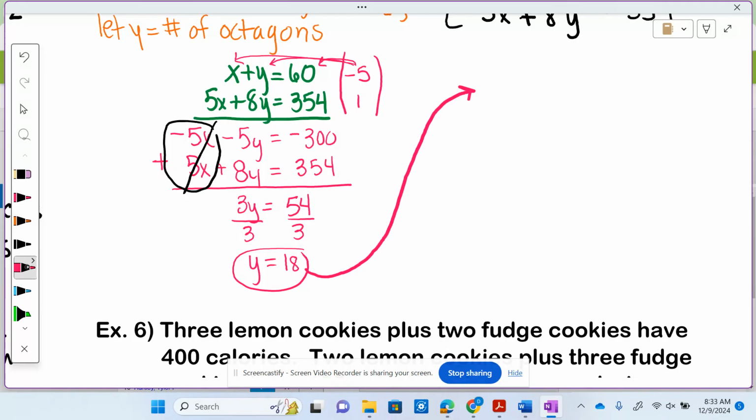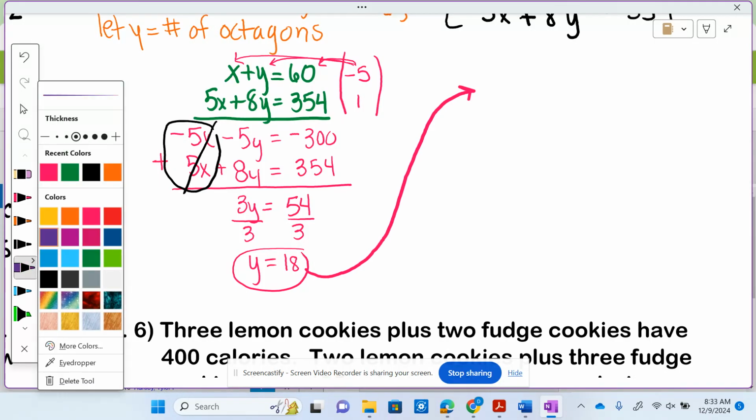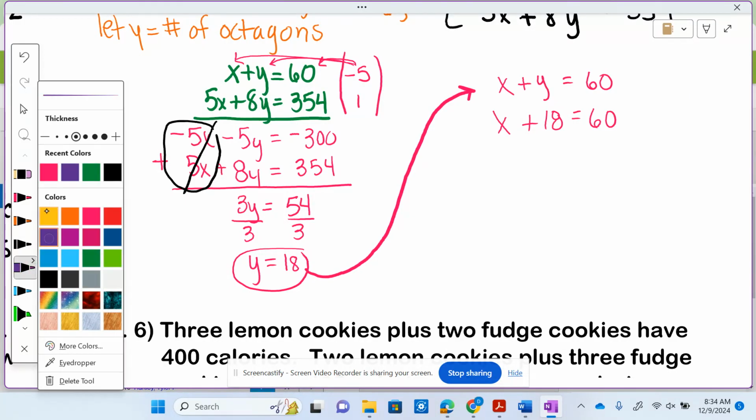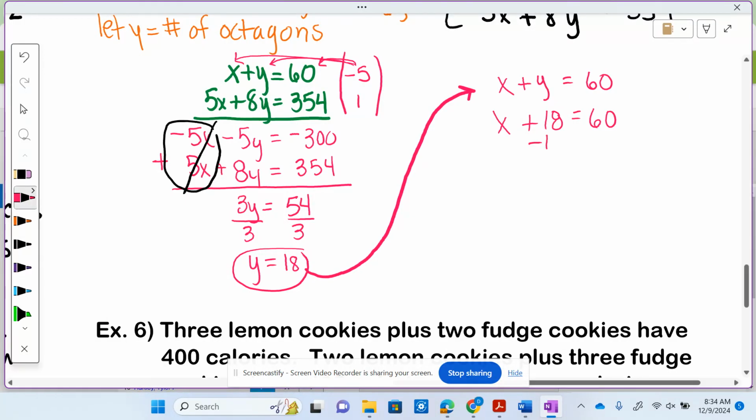So which equation do you want to put that into? Top one. Okay. So x plus y equals 60. But we know that y is 18, so x plus 18 equals 60. What are we going to do next? Subtract 18 from both sides. And I find out that x equals 42.